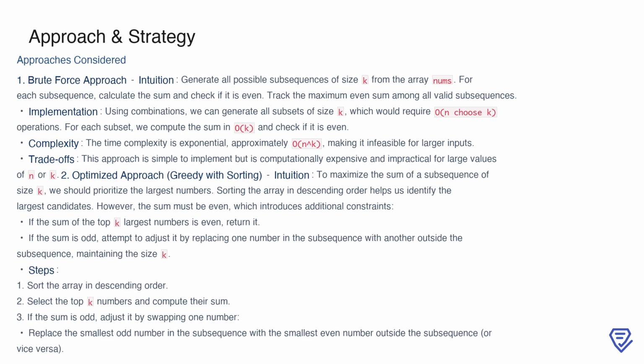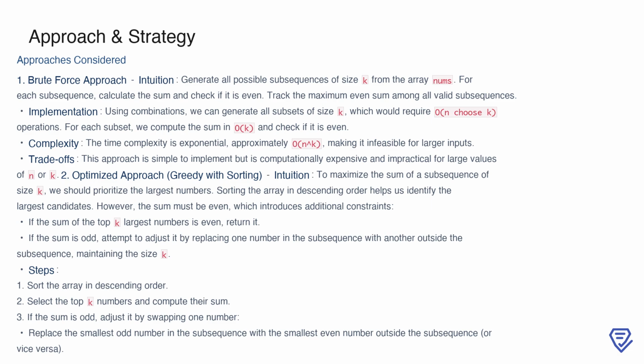Generating all combinations of size k involves choosing k elements from n, which grows exponentially. Additionally, calculating the sum for each subsequence adds further overhead, making the approach infeasible for larger inputs. To address this inefficiency, we explore an optimized approach using a greedy strategy combined with sorting. The idea here is to focus on maximizing the subsequence sum by prioritizing the largest numbers.